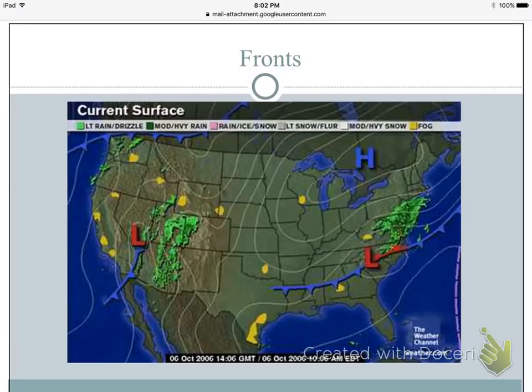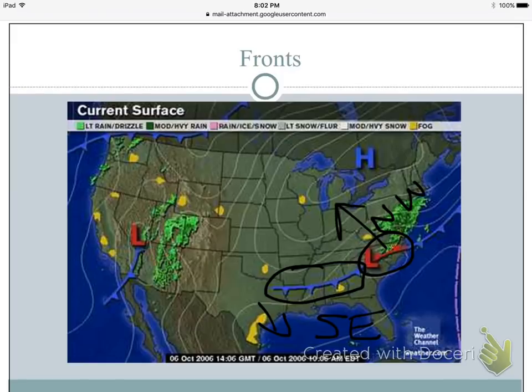All right, this slide is fronts. We're going to look at the different fronts here. Here we see a cold front, and it's moving southeast. This is a warm front, and it's moving northwest. Looks like it's going that way. And then here we have another cold front moving southeast. Okay. You look at the direction in which the shapes are pointing, and that tells you the direction that front is moving.